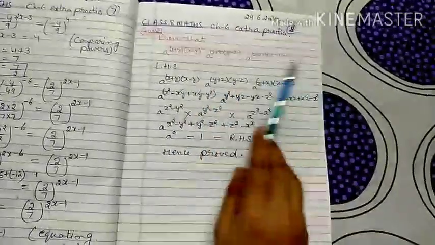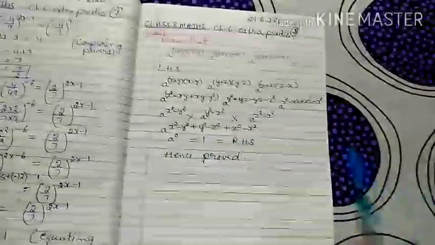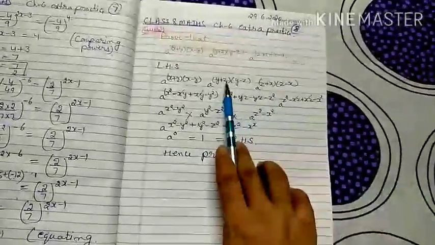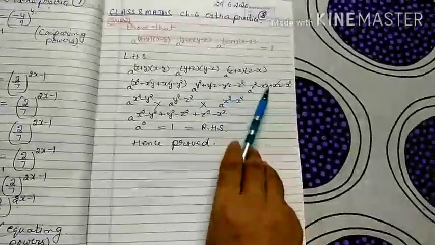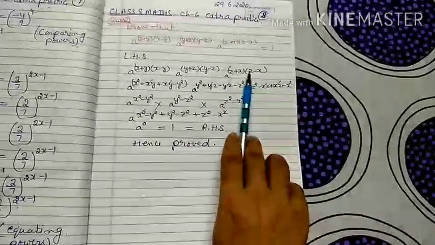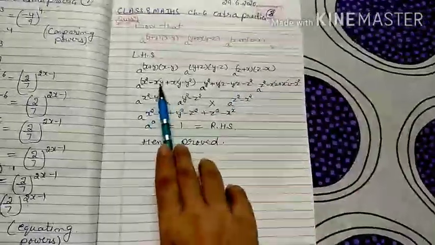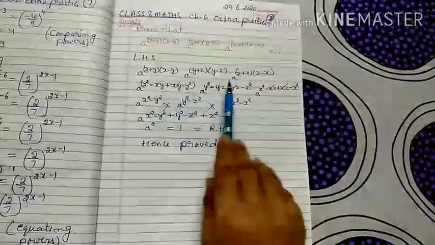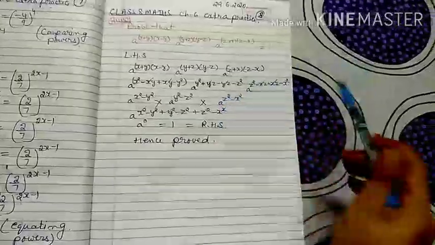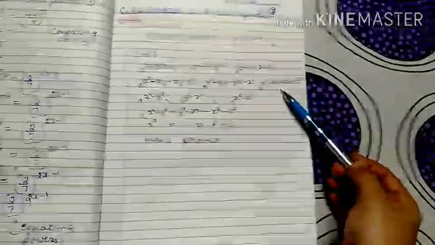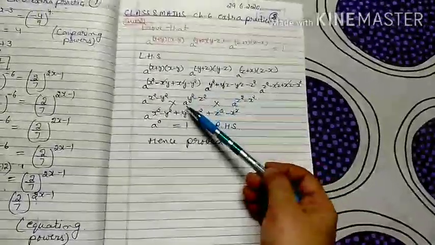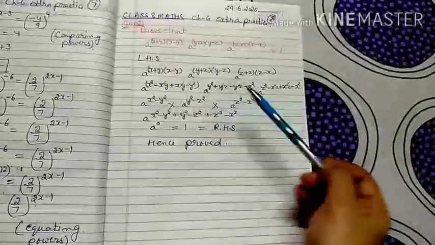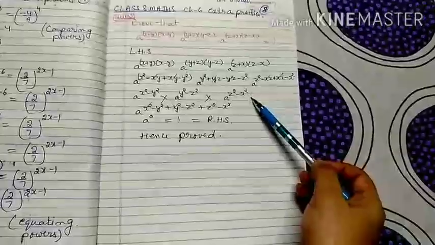Similarly y plus z, y minus z multiplied gives me y square minus yz plus yz minus z square, then z plus x, z minus x gives minus xz plus xz and minus x square. Now here minus xy plus xy is cancelled, plus yz minus yz is cancelled, minus xz plus xz is cancelled. So what is left? e raised to the power x square minus y square, e raised to the power y square minus z square, and e raised to the power z square minus x square.